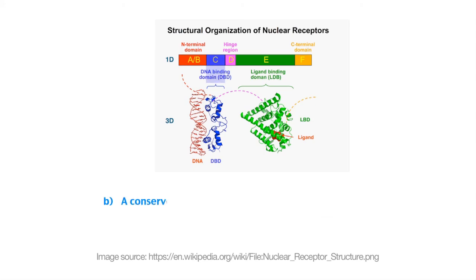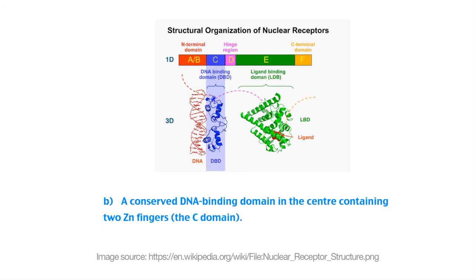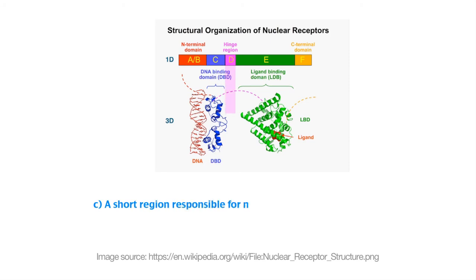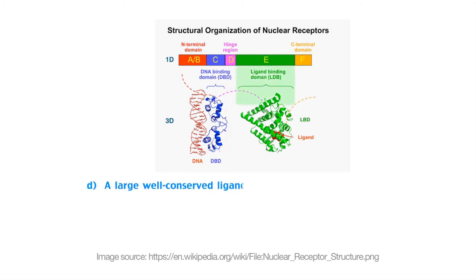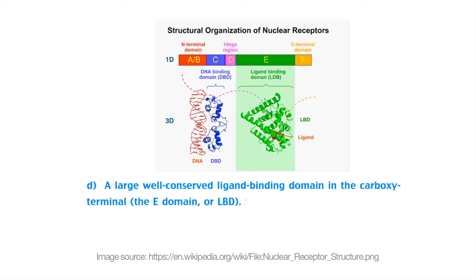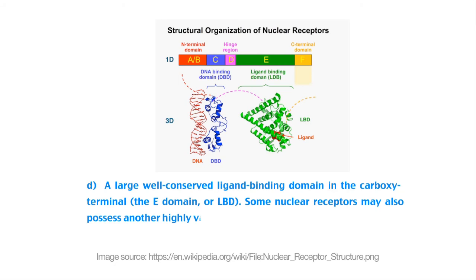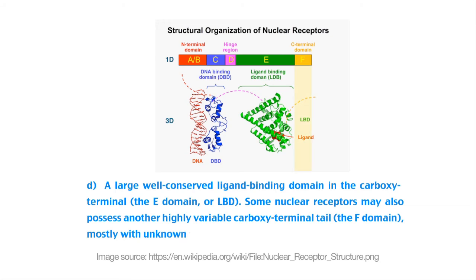The second one is a conserved DNA binding domain in the center containing 2 zinc fingers, also called the C domain. The third one is a short region responsible for nuclear localization, also called the D domain. And the last one is a large, well-conserved ligand binding domain in the carboxy terminal, also called the E domain or LBD. Some nuclear receptors may also possess another highly variable carboxy terminal tail, which is called the F domain, mostly with unknown functions.